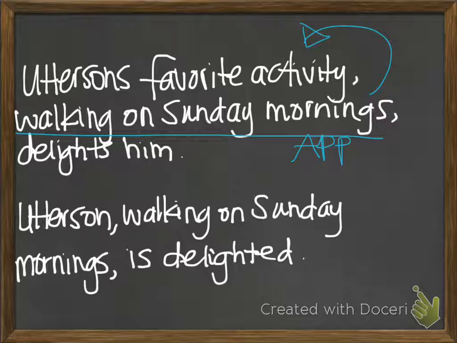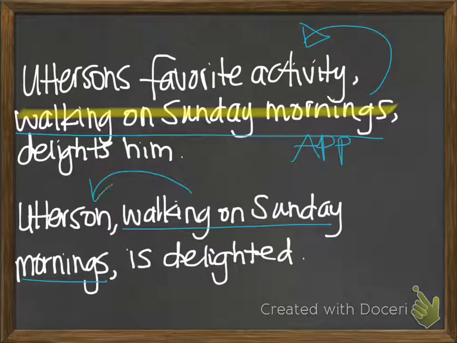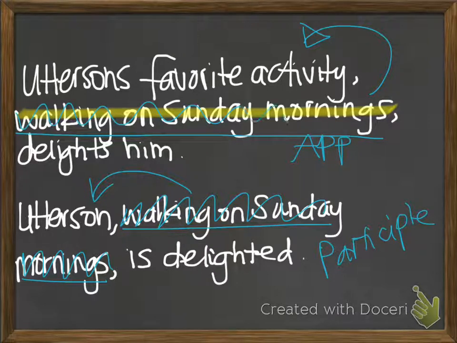The thing about this is that gerunds that act as appositives are the only type of gerund that you can take out of the sentence and still have a logical sentence. So, as opposed to the next one where you have Utterson walking on Sunday mornings is delighted. This is not a gerund at all. This is a participle because we're describing Utterson. So you can take this out when it's a participle. But you can also take out this gerund. Why? Just because it's an appositive, and by nature, appositives can be removed from the sentence.